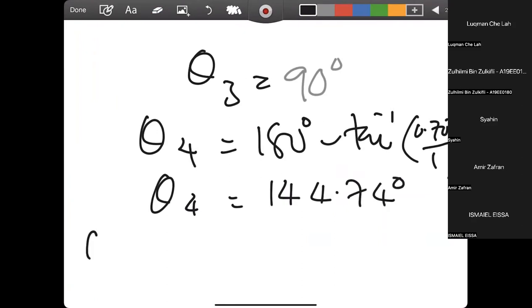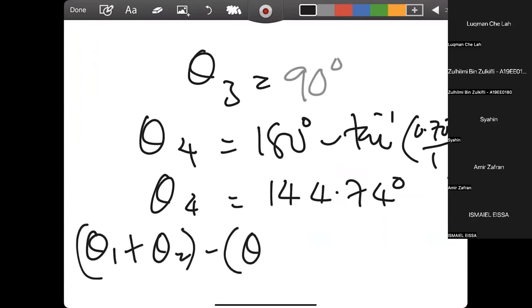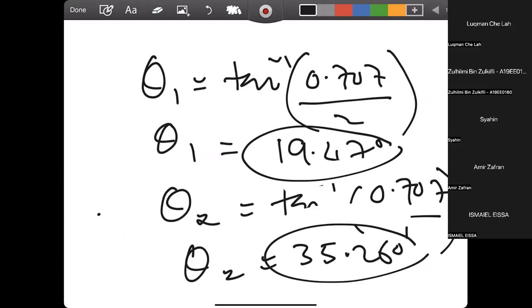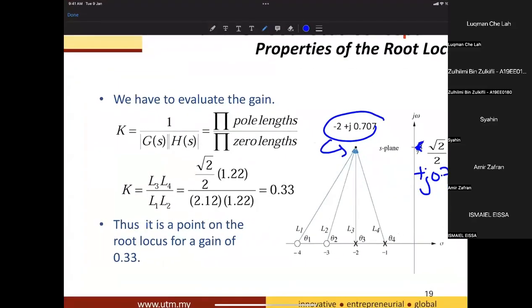Okay. So theta 1 plus theta 2 minus theta 3 plus theta 4. How much? Okay, you can calculate, add this one, and this one. So it will become 180 degrees. Okay, thus it is a point on the root locus. Then, once confirmed as a point on the root locus, you have to calculate again using the magnitude criteria, which is L3, L4 over L1, L2. L3, L4 is the length of the corresponding poles. L1, L2 is the length of the corresponding zeros.